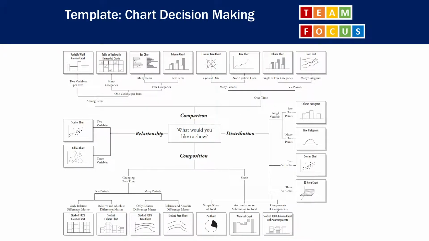For example, a common use of charts is for distribution to show how things lay out. Another one is composition, the pieces of a puzzle. Another is relationships. How do two variables come together, or three? And then finally, comparison of units or comparison over time. These are all different ways to show charts and the basic starting point for any slide.